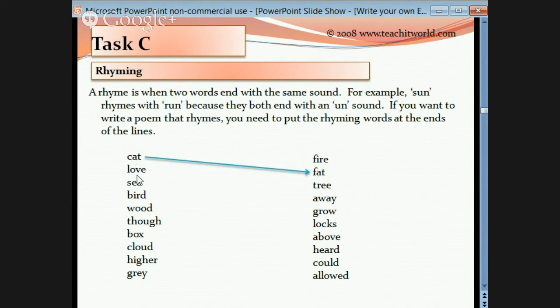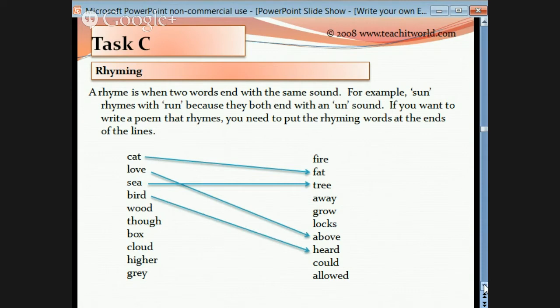Cat rhymes with fat. What does love rhyme with over here? Above. Love, above. Say it. And repeat. Love. Above. Okay, good. What about sea? Tree. Yeah, sea, tree. Good. Bird. Herd. Good. Wood. Could. Okay, so would and could, they rhyme. Good. Would, could, and good, they all rhyme. Though. Grow. Yeah, though, grow. Very good.